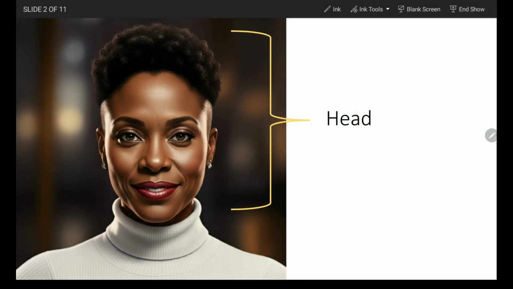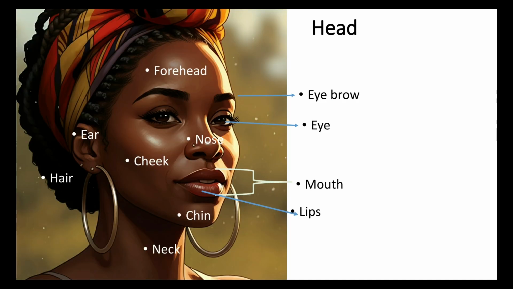We're going to start with the head. Note that all of this area in brackets is the head. Okay? What's found on the head of a person? Let's look at it very closely.